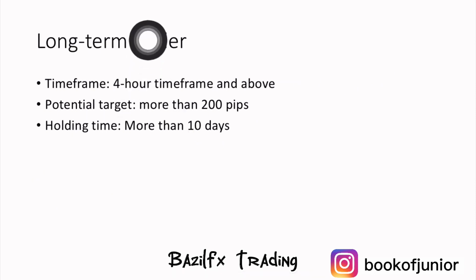Then we have the long-term traders. You can call these the swing traders. These are the ones that hold trades on 4 hour, daily, and monthly time frames. That's where they trade from. Their potential target is 200 pips, and they hold trades for more than 10 days. So those are the long-term traders. If you're a forex trader, you need to decide: you can be a short-term trader, a medium-term trader, or a long-term trader, which is the swing trader.